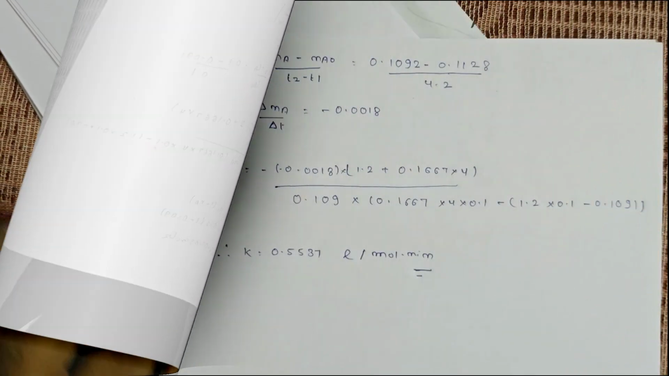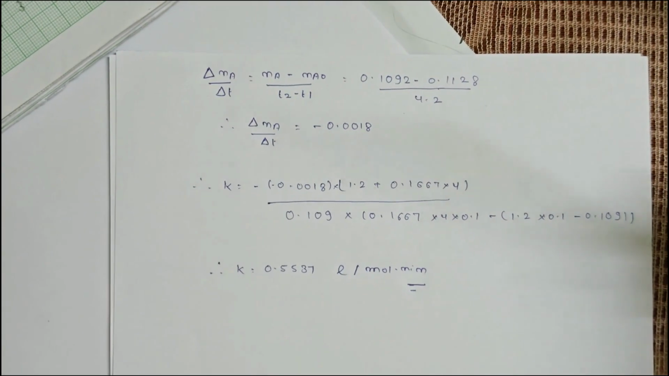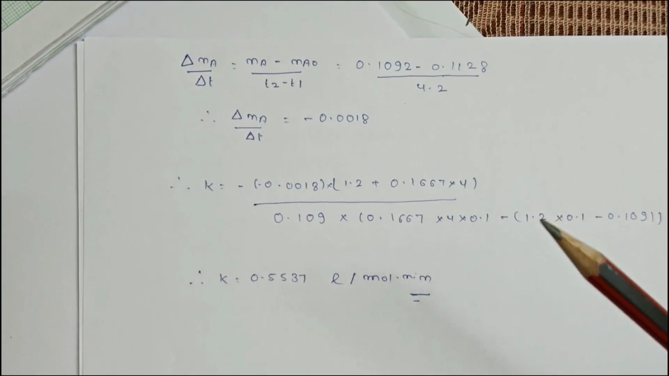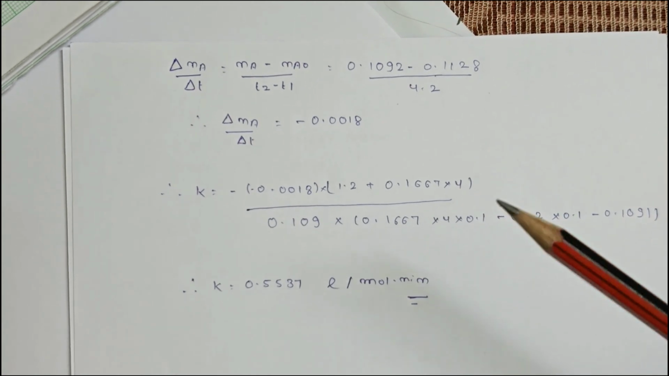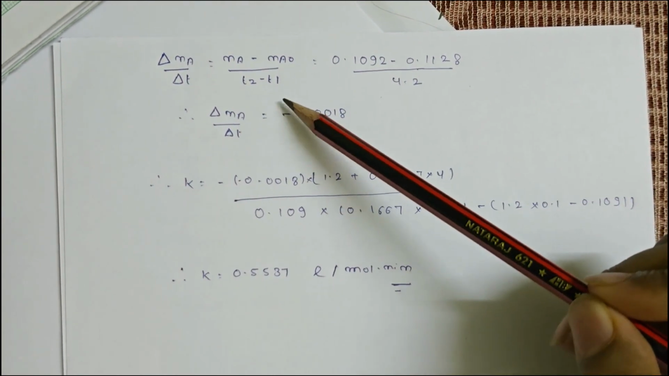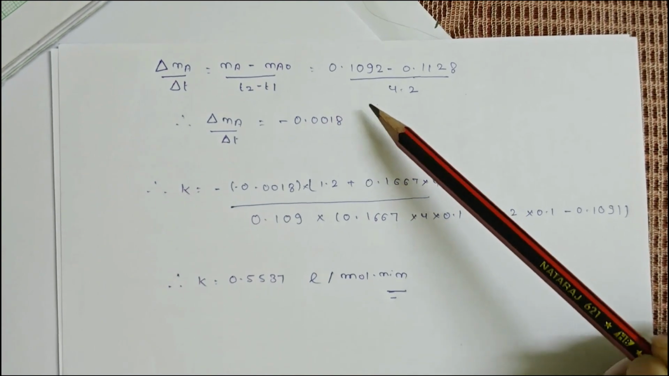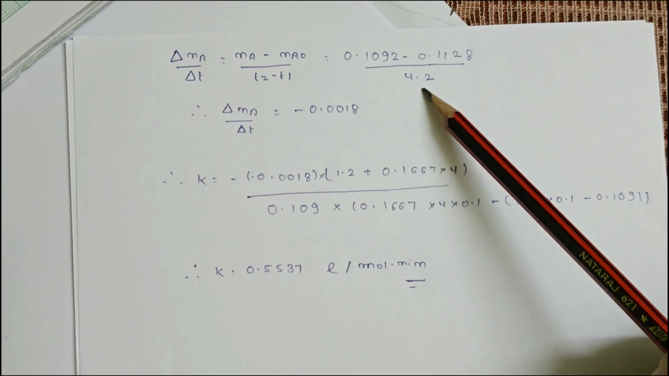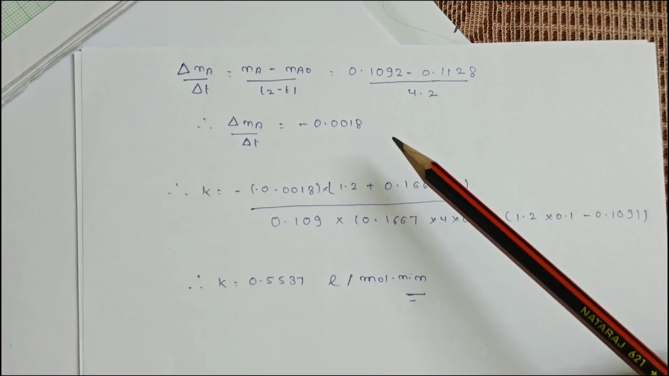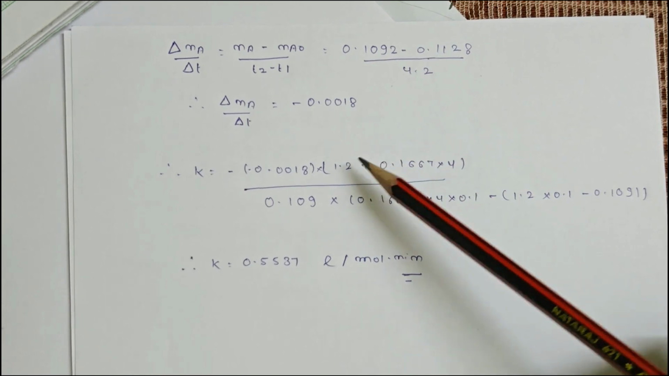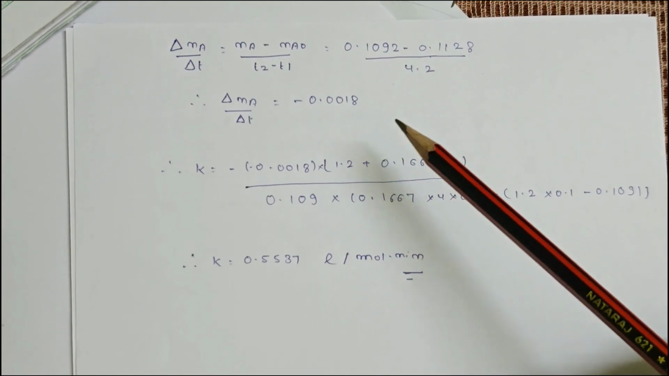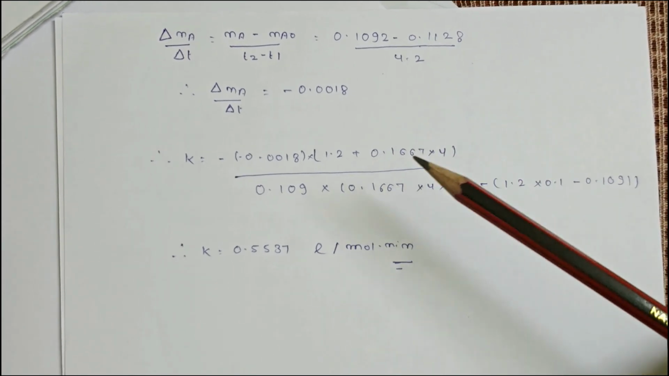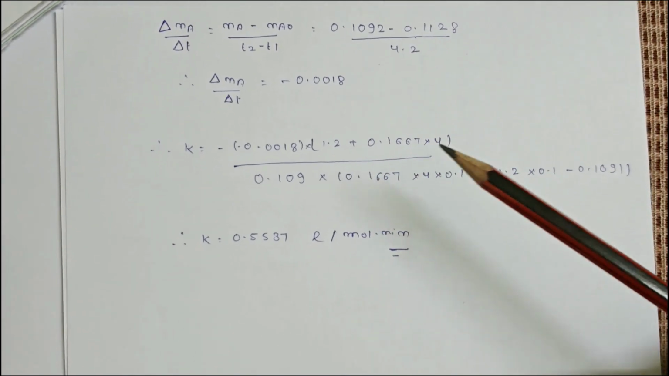0.109 moles. Now we will find the change in the number of moles of A upon change in time, which is given by the equation (Na minus Na0) upon (T2 minus T1), which equals (0.1092 minus 0.1128) upon 4.2. We will get delta Na upon delta T as negative 0.0018.